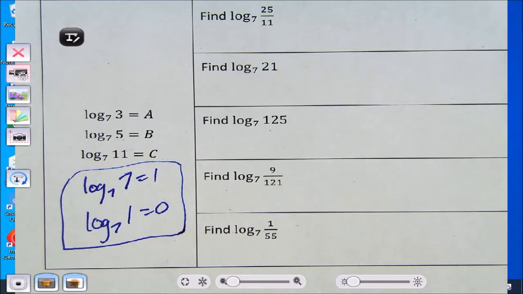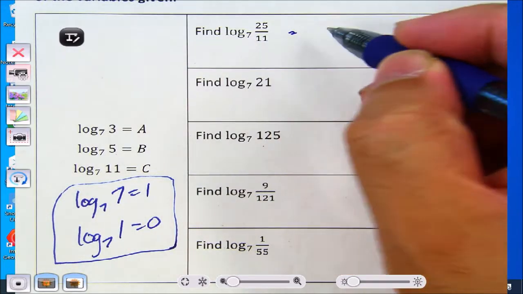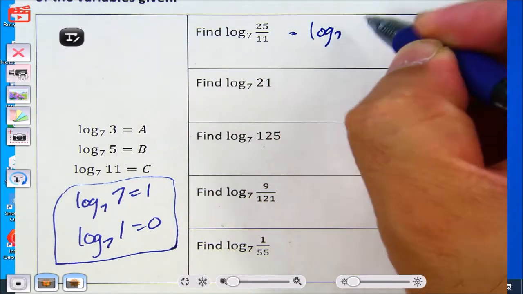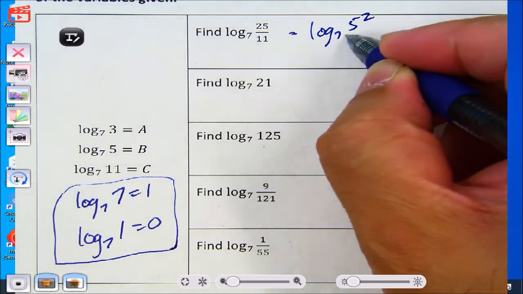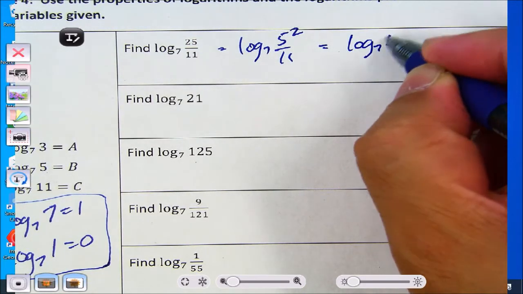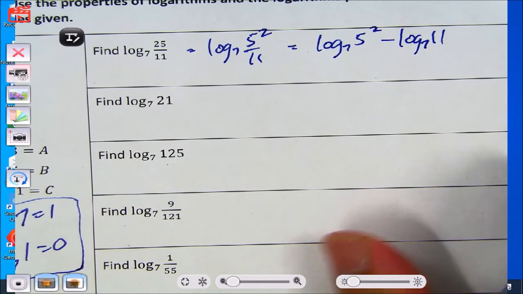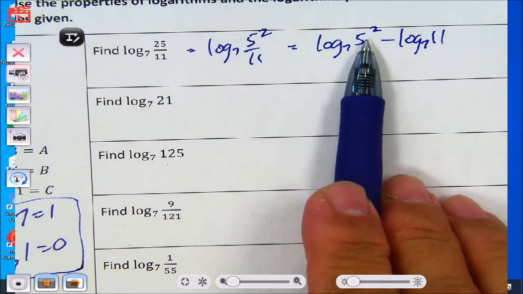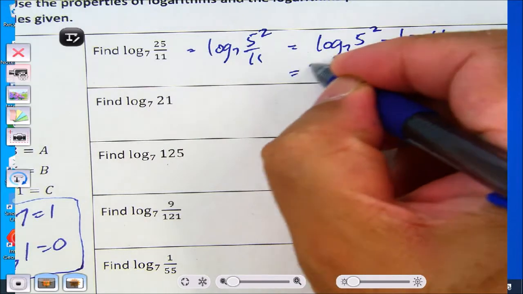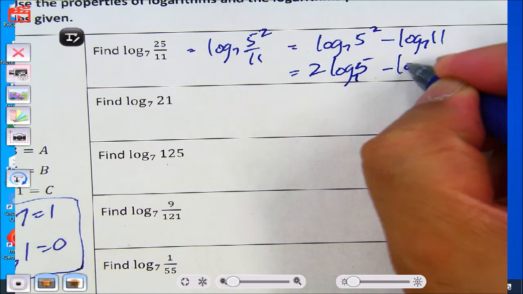Alright, ready? 25. Can I rewrite 25 as 5 and 5? Okay, in fact, because we haven't done this, I'm going to just do it for you. So 25 can be written as 5 squared, right? So that means I can rewrite this as log base 7 of 5 squared minus log base 7 of 11. And what do I do with exponents? Put them in the front. So it's 2 log base 7 of 5 minus log base 7 of 11.